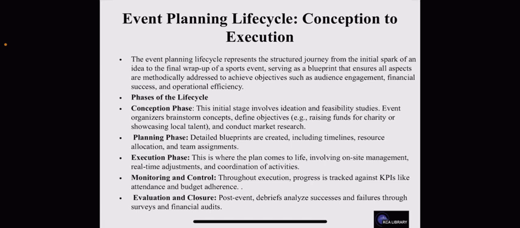After the execution, we have the monitoring and control phase. Throughout the execution, progress is tracked against KPIs like attendance and budget. The event has kick-started, it has been executed. Now, how the event is going on will be monitored in terms of the statistics, the turnout, the financial aspects, the attendance, the budget adherence, and all. Is it going according to plan, so that they can actually know what to do to boost the audience and boost visibility.